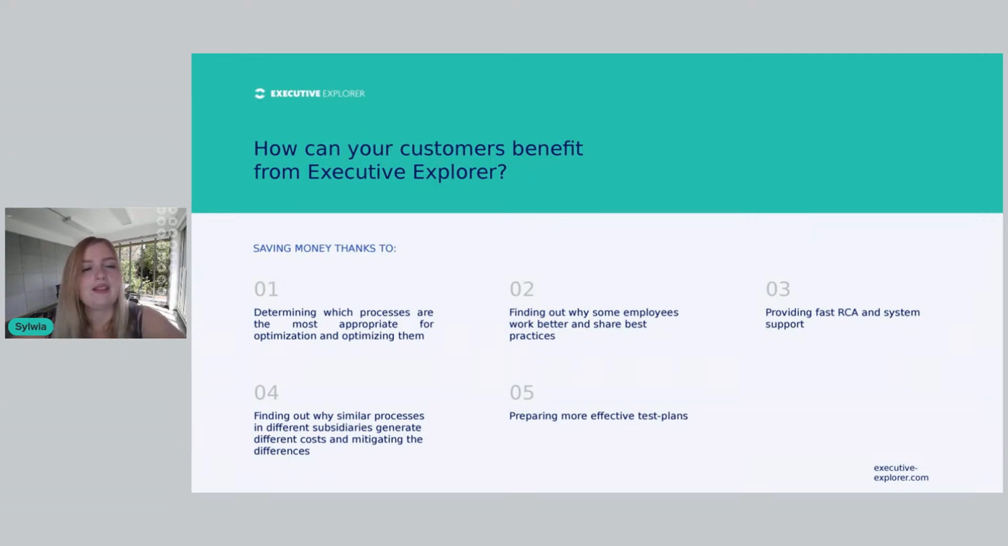First of all, we can determine which processes are the most appropriate for optimization. So we get such information as the number of executions of the process, the number of users it involves, and the general costs it generates. So by looking at our tool, we see the top processes for optimization, which really need to be looked into, analyzed and optimized to generate savings.